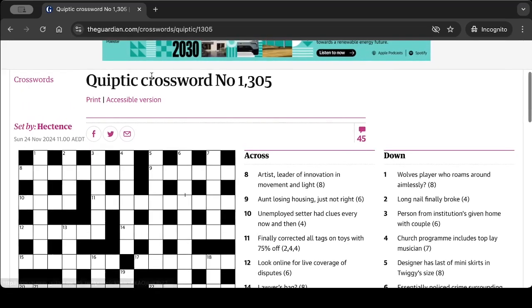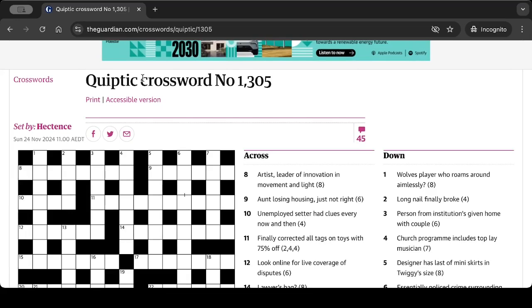This is the Guardian Quiptic, comes out once a week. It's normally my second crossword of the week after the Quick Quiptic. You can see the Quick Quiptic solves on the channel as well. The Quiptic is supposed to be somewhere between a quick crossword and a cryptic crossword, as in kind of like an introduction to the mechanics.